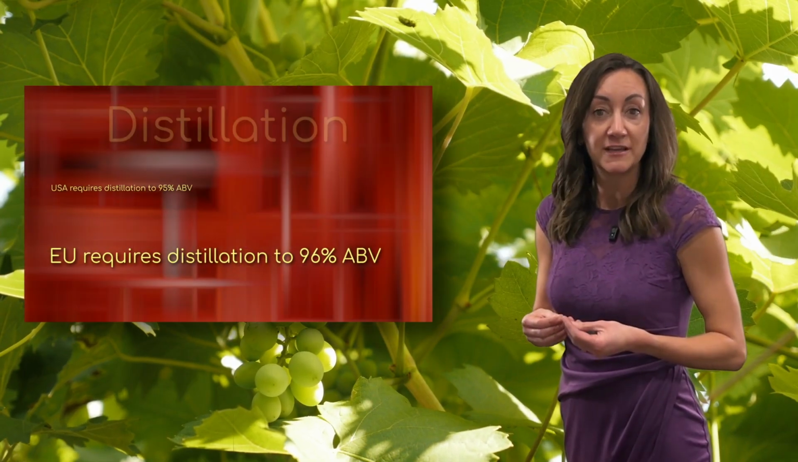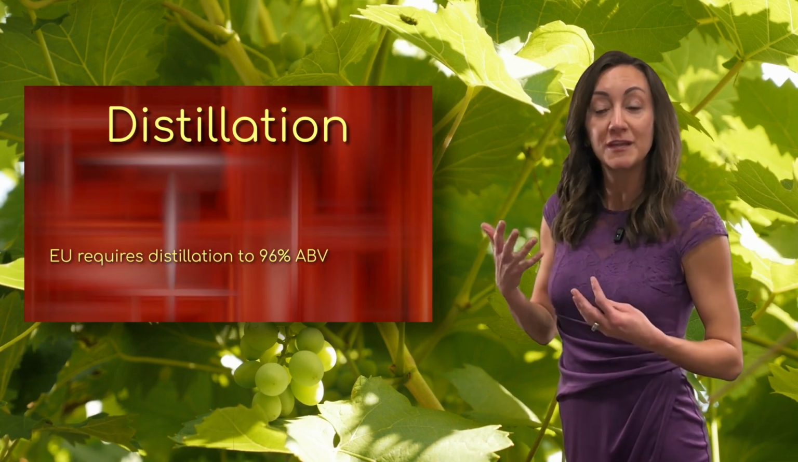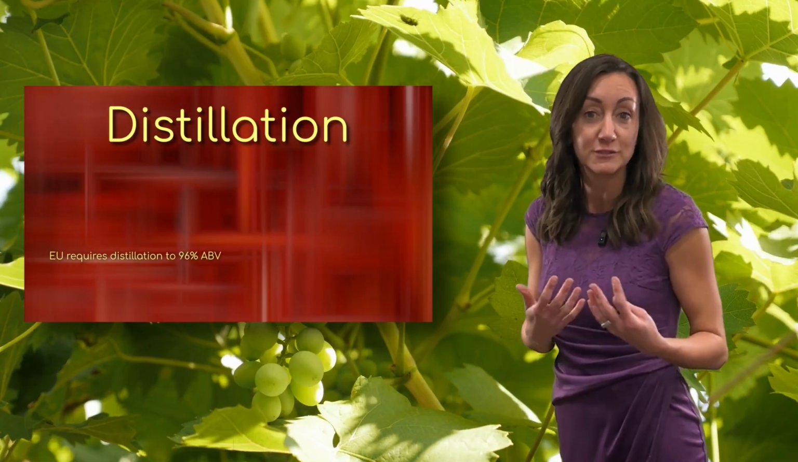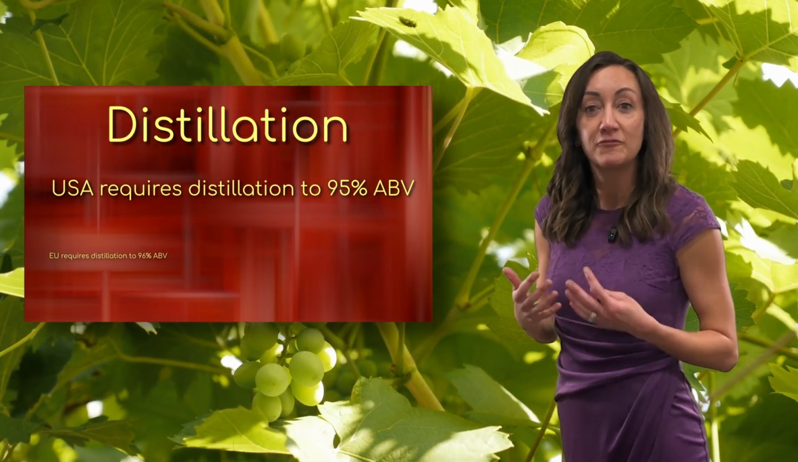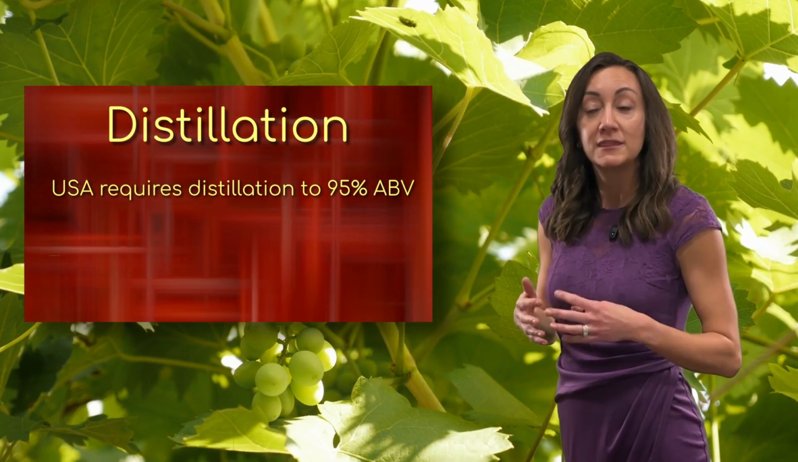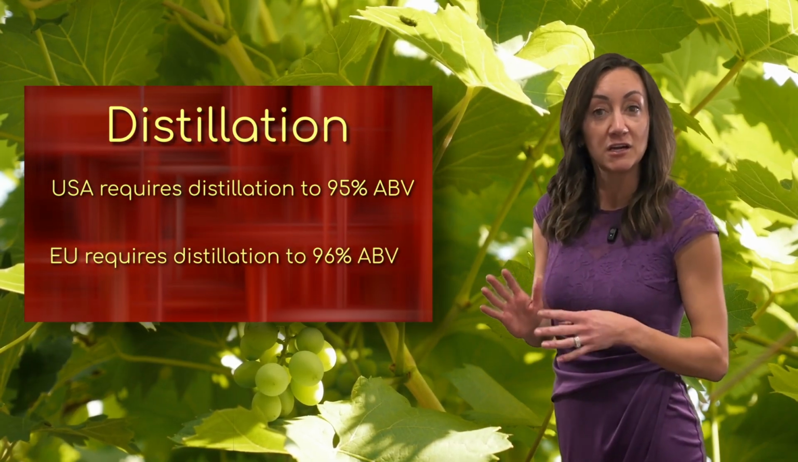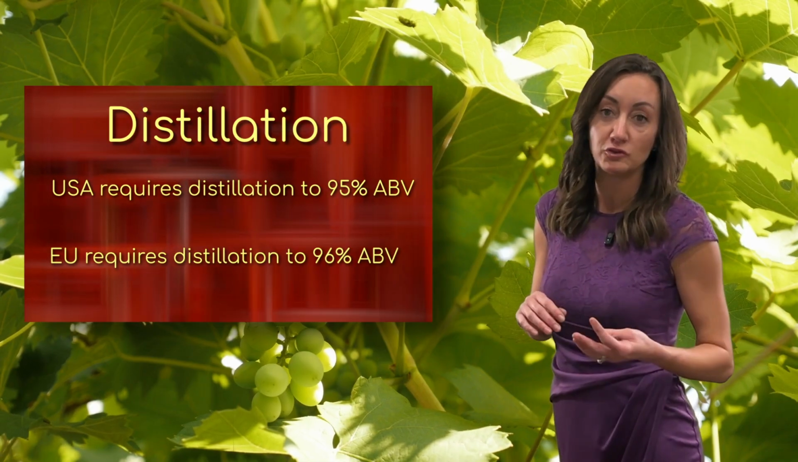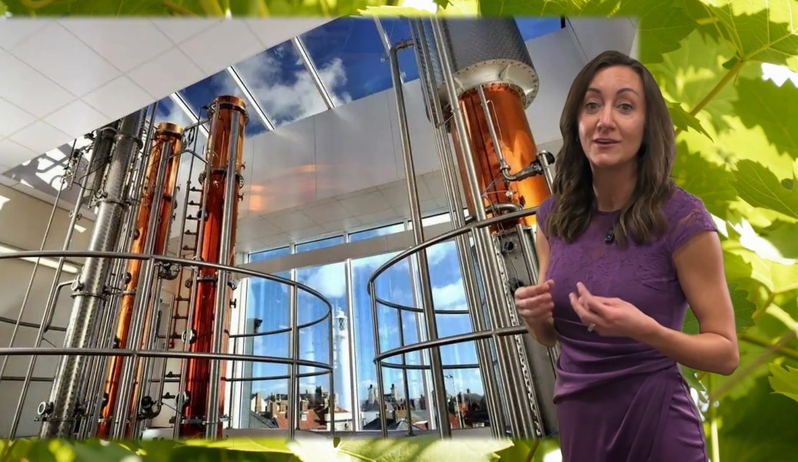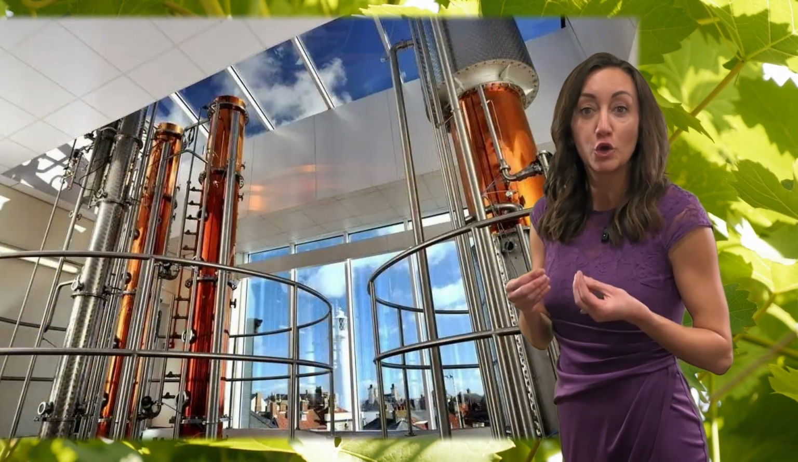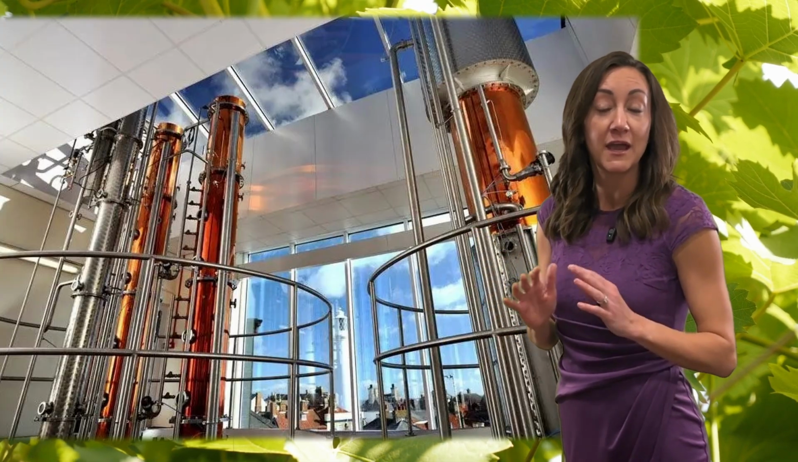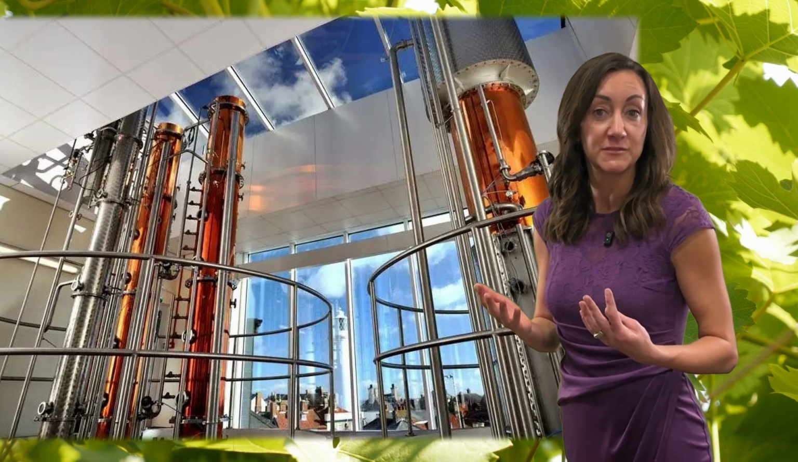The definition of vodka centers on achieving extremely high alcoholic strength. The higher the strength, the closer we get to neutral. In the US, vodka must be distilled to 95% ABV. The EU's requirement is even higher at 96% ABV or 190 proof. Achieving these strengths is only possible using column stills, equipped with a high number of plates. Now, this can happen in either a single or a multi-column still.